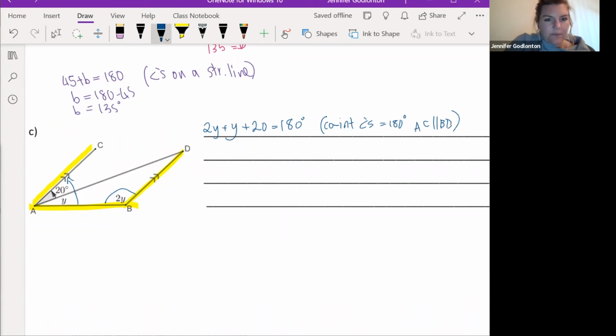I'm still a bit confused. Okay, so let me talk through the rest of this one then. When we get to this point over here, we're now going to add this 2y and this y together. So that's going to become 3y, and we're going to move the 20 to the other side. So we're going to say 180 minus 20. So we're going to have 3y, which is equal to 160 degrees. And then we're going to divide both sides by 3.